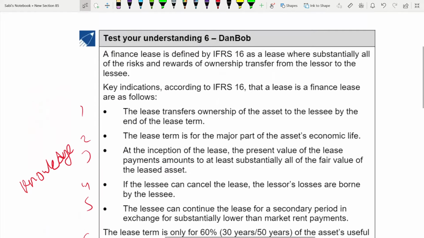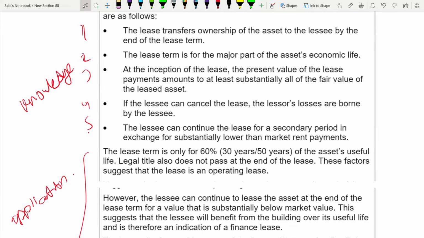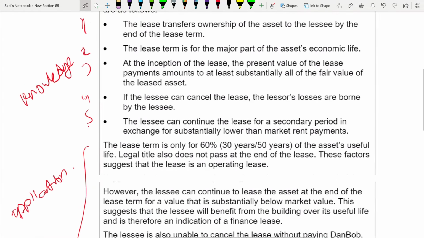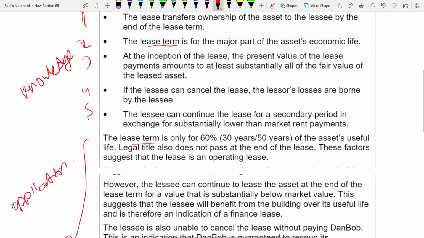Now they will take each point and apply it to the case study: the first point, second point, third point, fourth point, fifth point. Okay, they are leaving the first and starting from the second point onwards, the lease term. So we'll see whether it's for the major part of the asset's life or not.